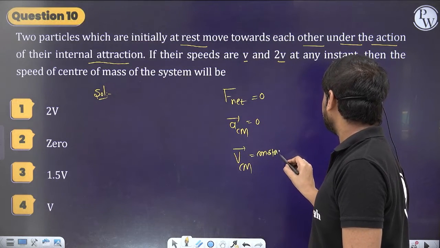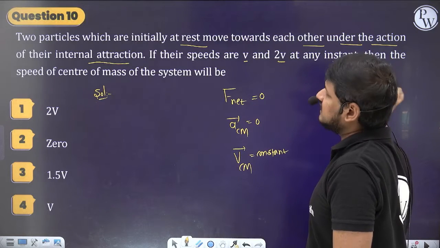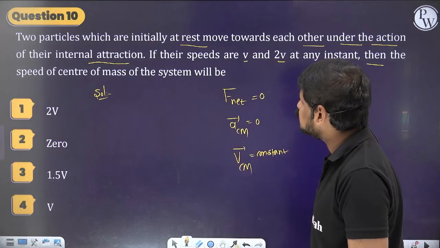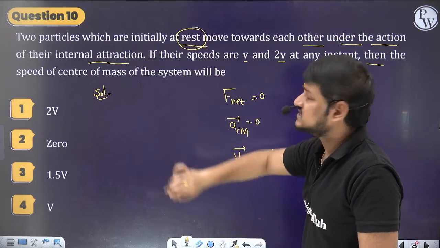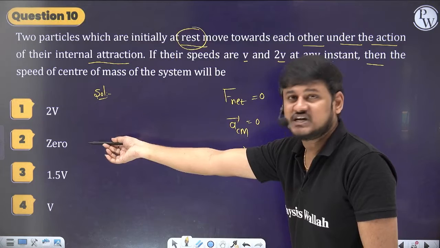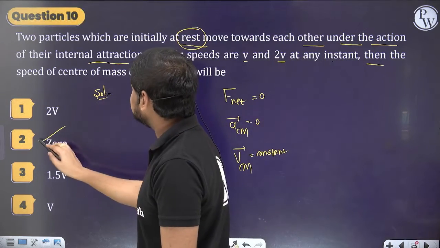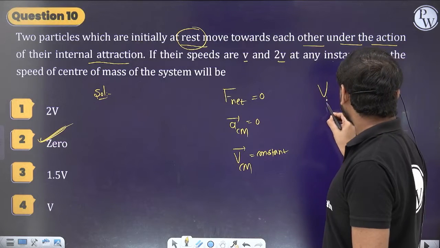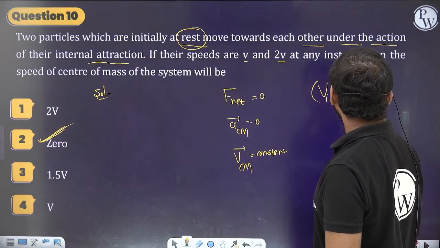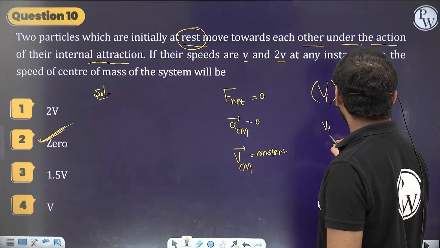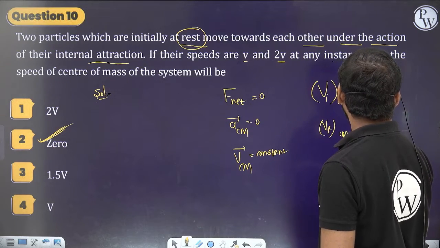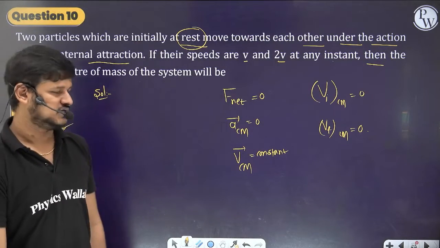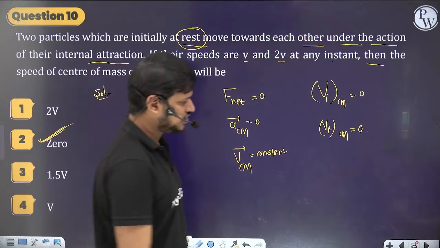So in the question, if you observe what they are asking, at any instant, the speed of the center of mass of the system. So what is the speed of the center of mass of the system? Initially they are at rest, so at any point their center of mass will be at rest itself, zero. Yes or no? Because the velocity of the center of mass is equal to zero. So the V initial of the center of mass is zero, therefore the V final of the center of mass will also be zero. So option two. Direct question, logical question. Clear guys?